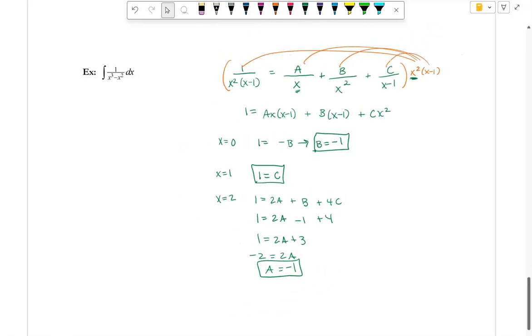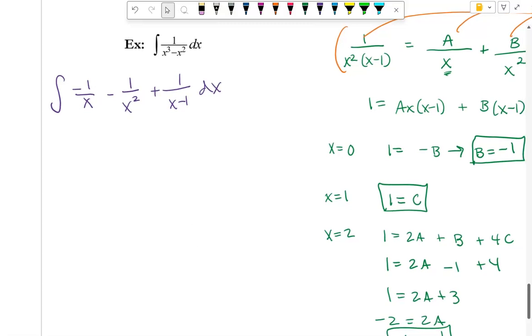All right, so now when we go to do our rewrite, I'm really integrating a over x, so -1 over x, plus b over x squared. I'm going to do -1 over x squared plus c over x minus 1, so plus 1 over x minus 1.